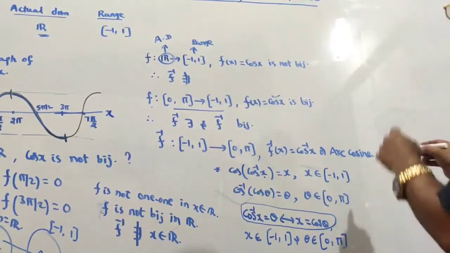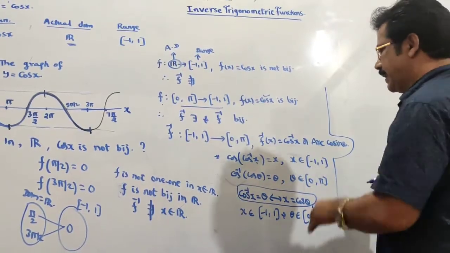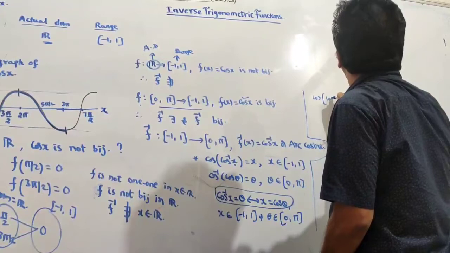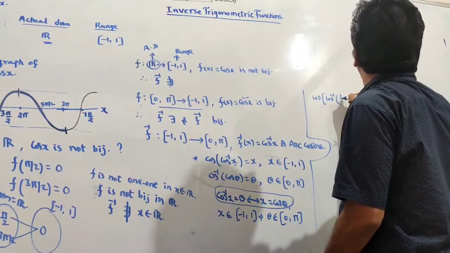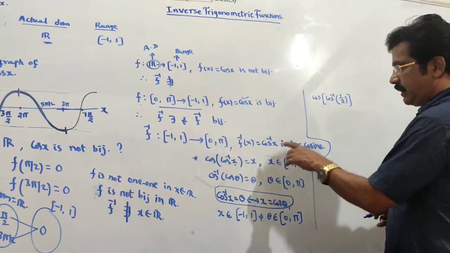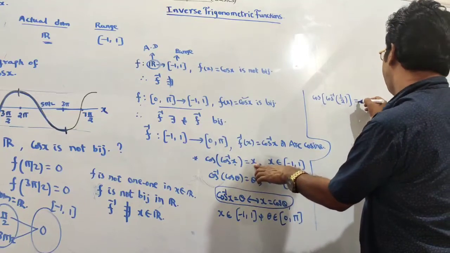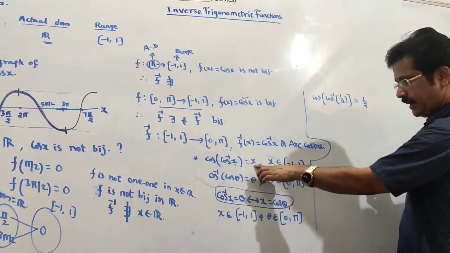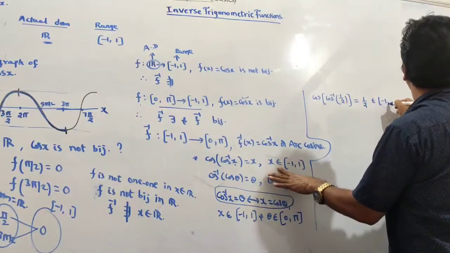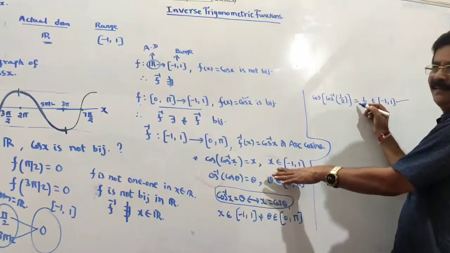Okay, let us consider some examples. Here, cos of cos inverse of, let us take, 1 by 2. Cos of cos inverse of x is equal to x. Here x means 1 by 2. I am asking one question: does this x belong to the closed interval of -1 comma 1? Yes. Otherwise, it is not possible to say 1 by 2.